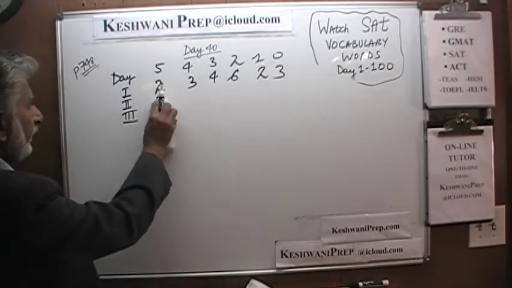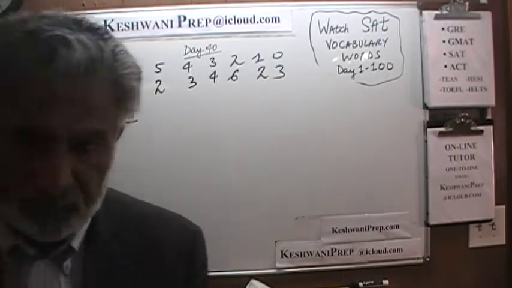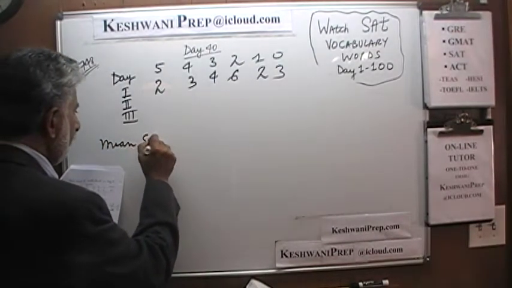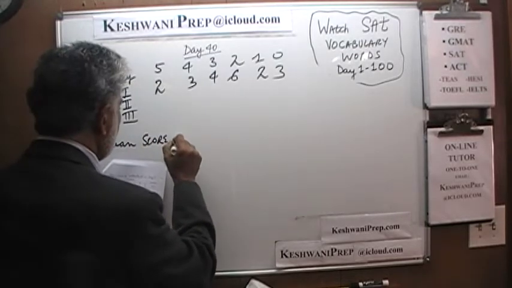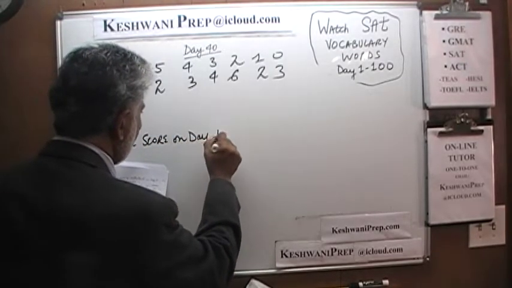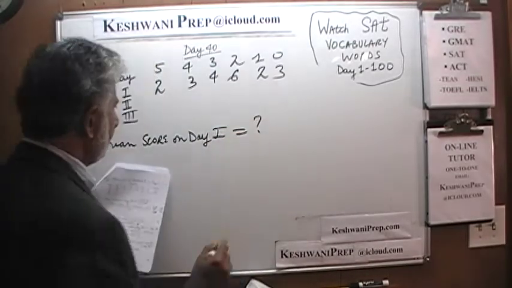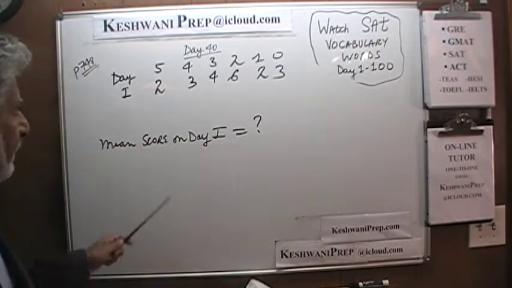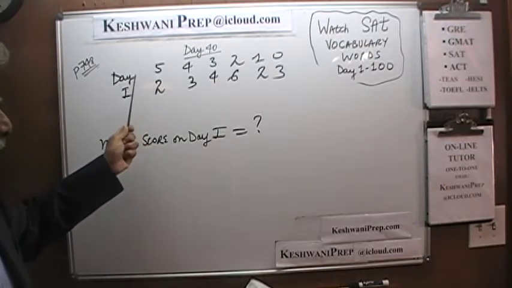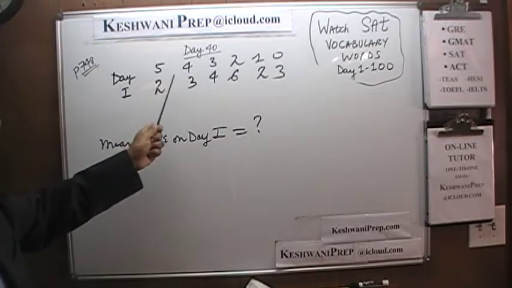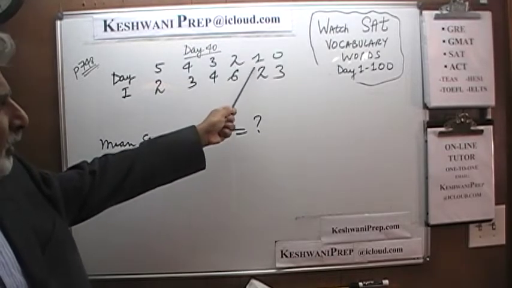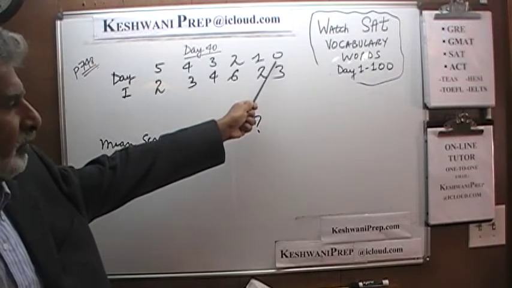We're not going to worry about day two and day three right now, because the first question deals with only day one. So let's just take care of that. The question simply is, what's the mean score on day one? So let's find out, shall we? These are different people. Again, one more time. On day number one, there were 2 people who scored 5 points. There were 3 people who scored 4 points. There were 4 people who scored 3 points, 6 people who scored 2 points, 2 people who scored 1 point, and there were 3 people who managed to score a big fat 0.